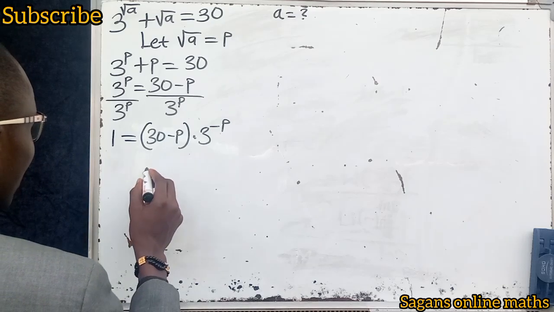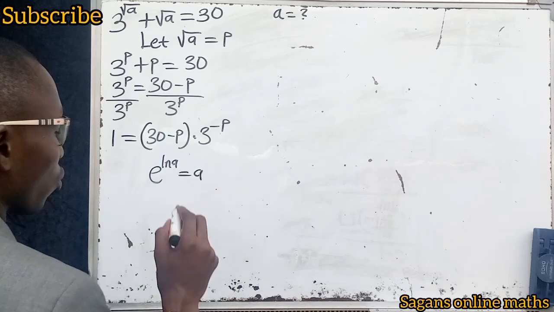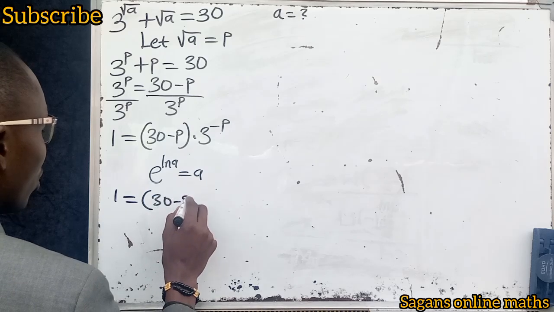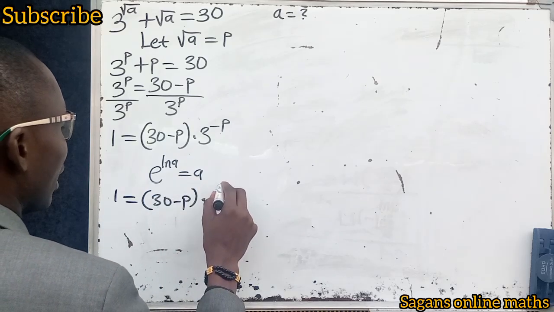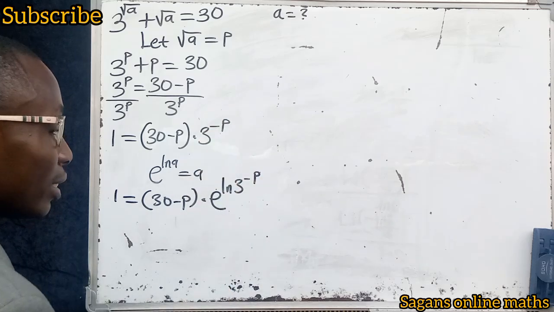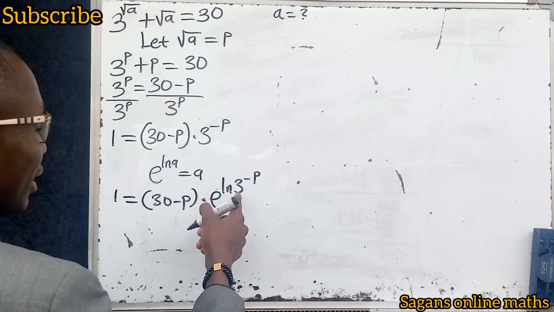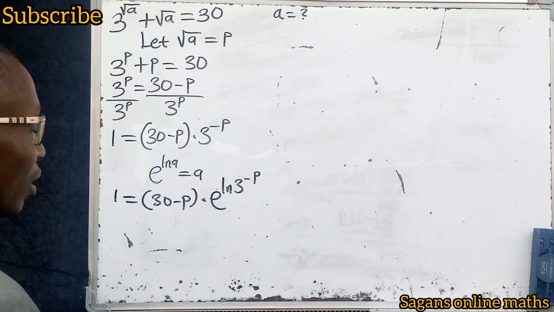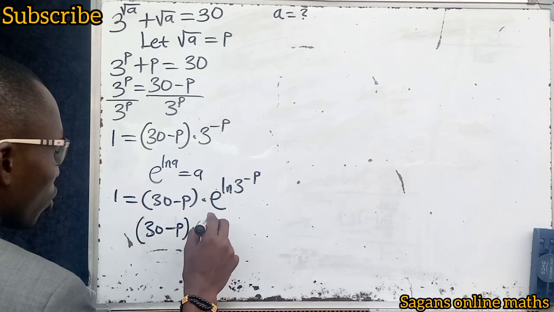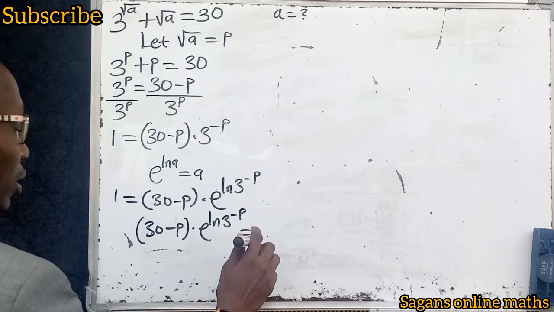Now, note that e to the power of ln a is equal to a. This is one of the properties of logarithm, okay? That means 1 is equal to ln(30 minus P) multiplied by e to the power of ln 3 to the power of minus P. It's the same thing, nothing changed, my brothers and sisters, because e to the power of ln a is equal to a. It means that e to the power of ln 3 to the power of minus P is equal to 3 to the power of minus P. Very interesting. So this now becomes ln(30 minus P) multiplied by e to the power of ln 3 to the power of minus P equals 1. Okay, 1. Can you see?